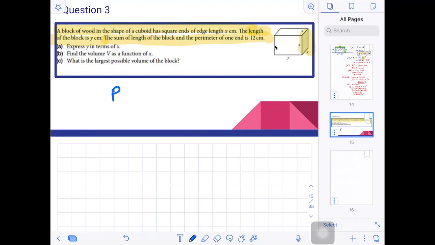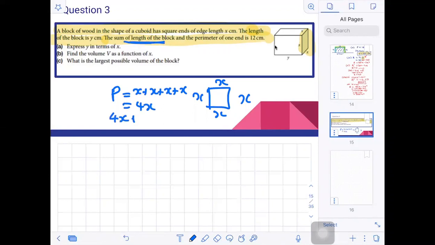So it says the perimeter of one end. So that's x, x, x, and x. So the perimeter would be 4x, and then it's plus the length of the block. So 4x plus y, because y is the length of the block, equals 12. That's what they say, 12. So that gives me my y in terms of x.